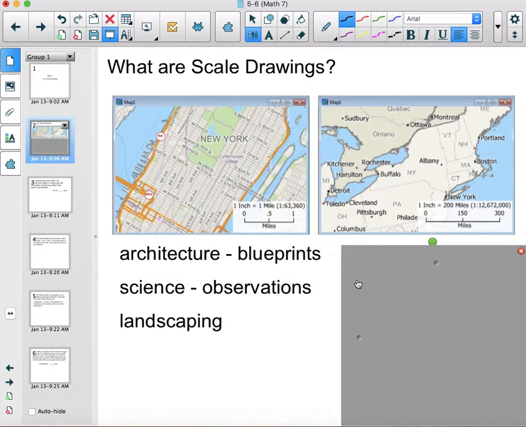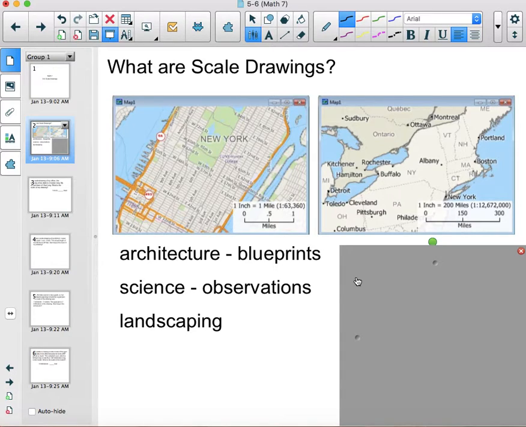So some other places these are used are in architecture with blueprints. So like if you're building a house, you draw a blueprint of that house and it's a scale drawing. So it's not actually the size of what the house is going to be, but it's an accurate representation. When I was retiling my bathroom, we had to draw a scale drawing to figure out how much tile we needed to purchase to put into the bathroom.